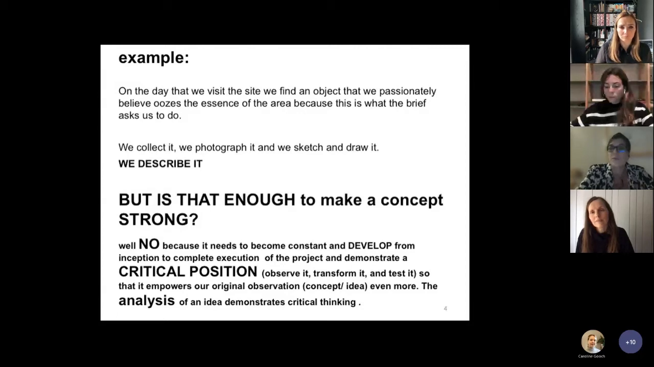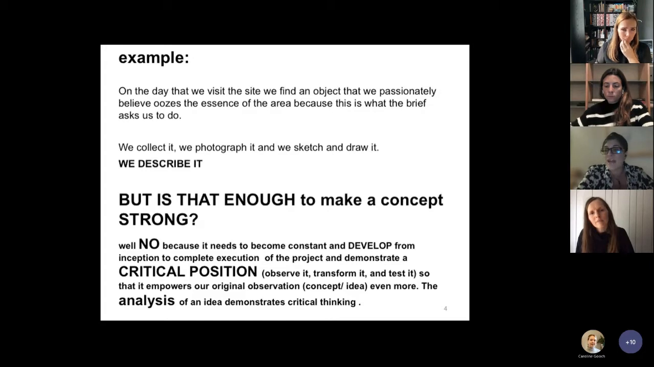So, for example, it's the day that we visit the site and we find an object that we passionately believe oozes the essence of an area, because that's what the brief asks us to do. So what we're required to do is collect it and photograph it and measure it and sketch it and draw it, which means that we're asked to describe it. And would that be enough to make a concept strong? Well, no, because it needs to be constant and developed throughout the rest of the design process.